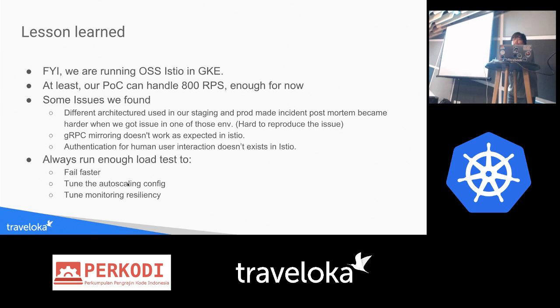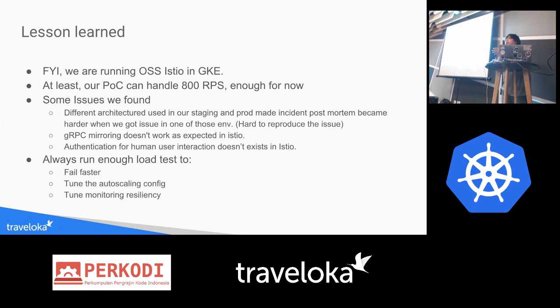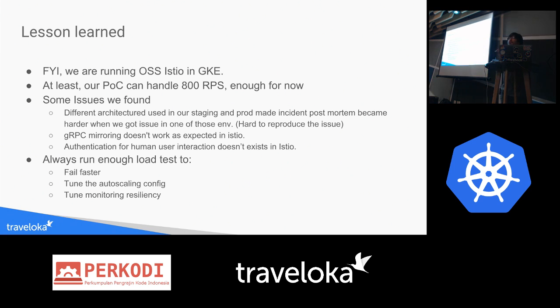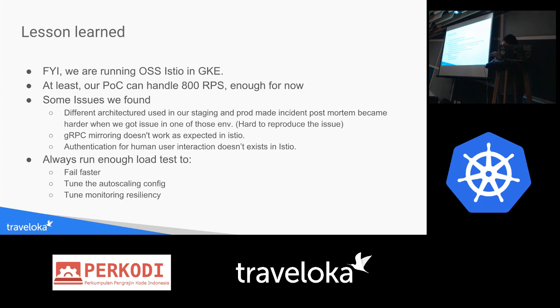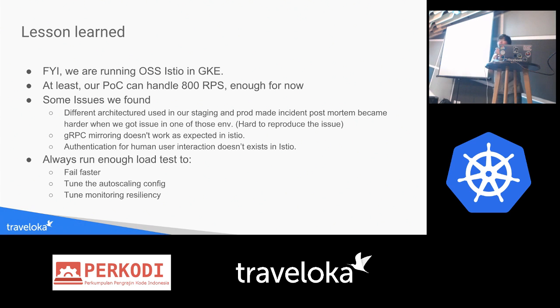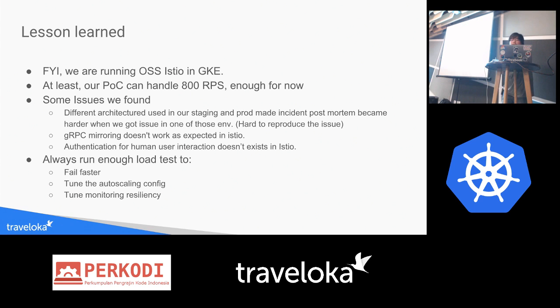And then some issues that we found, as I mentioned before: different architecture used in staging and production. When we had a problem, we found it difficult to debug and fix. So afterwards, we decided to use the same architecture for staging and production. The architecture I'm talking about is a dedicated Istio gateway. And then gRPC mirroring doesn't work as expected, but HTTP does.